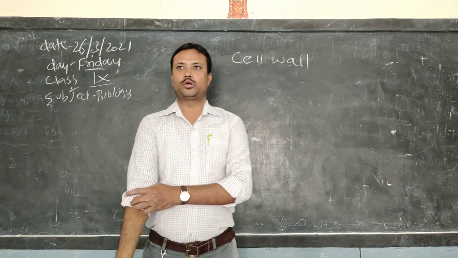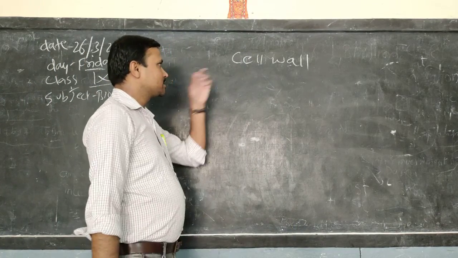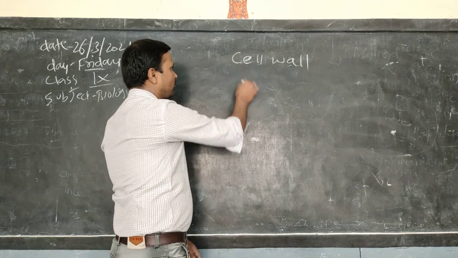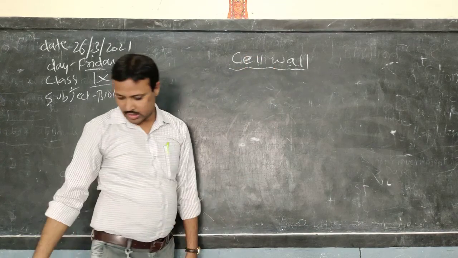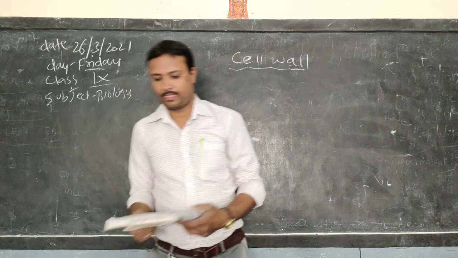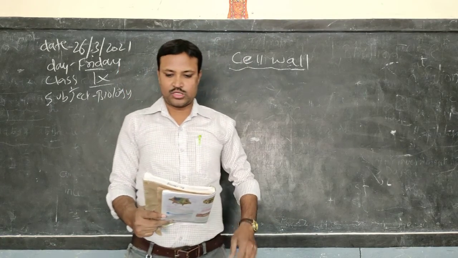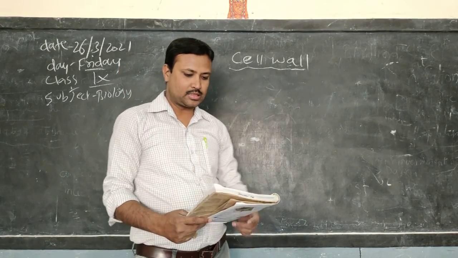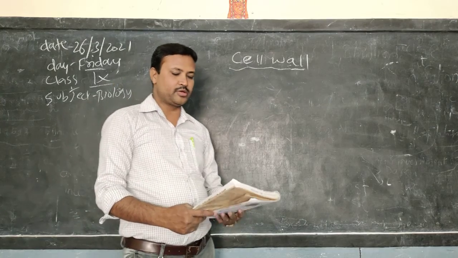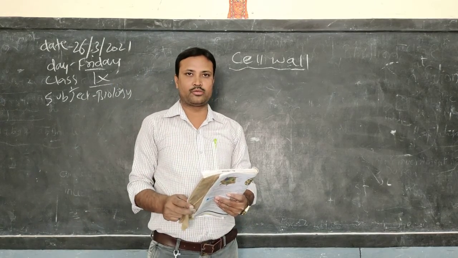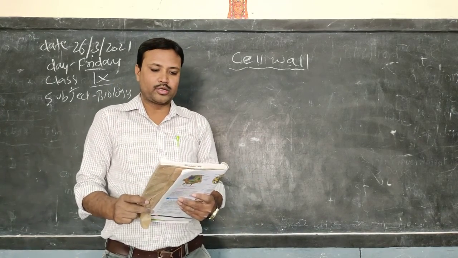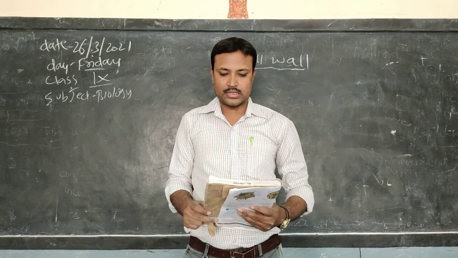Today we are going to discuss the cell wall. What is the cell wall? This is a unique feature seen in plants. What type of unique feature? Unique means one identical feature, one special feature. What we are going to see in the plants is called the cell wall.